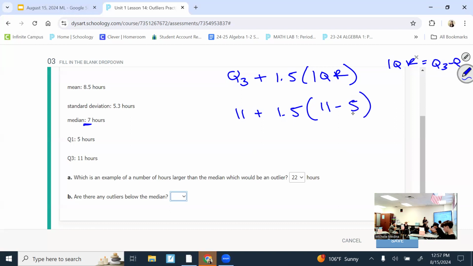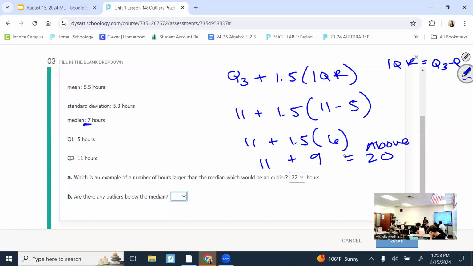Please use the calculator for this part. Let it do the order of operations for you. I'm just going to do it by hand real quick. So 11 minus 5 is 6. 1.5 times 6, I want to say is 18, but I will check. It's 9 actually, so see that's why I always check. Right? Okay, 1.5 times 6 is 9. Plus 11 is 20. So anything that is above 20 is an outlier. So yes, for sure, 22 is an outlier.